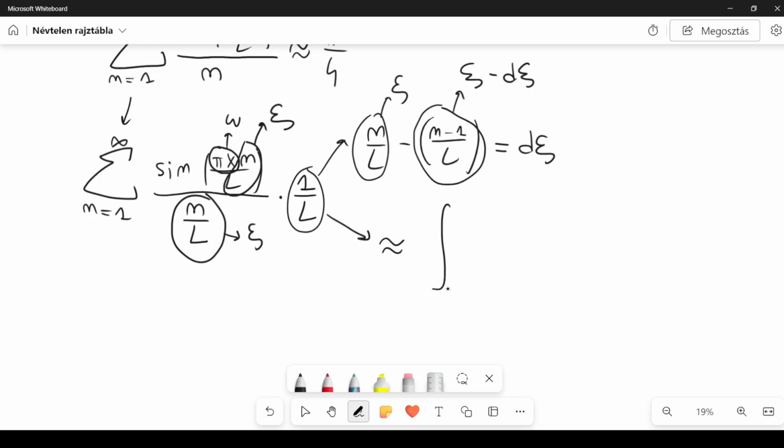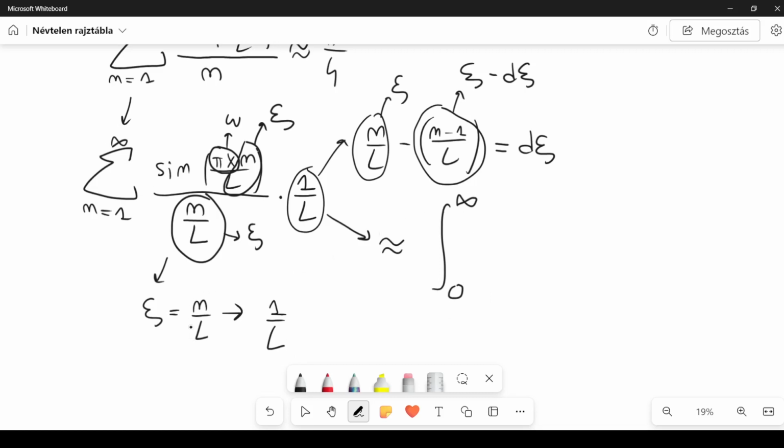We have an integral from what kind of variable here? From what kind of value? The value is 0, and it goes all the way up to infinity. Why is that? Well, because n starts at 1, so xi, since it is equal to n over L, at n equal to 1 we have 1 over L, and of course, since L goes to infinity, here we must put 0. And then for n going to infinity, well, here we will have infinity.